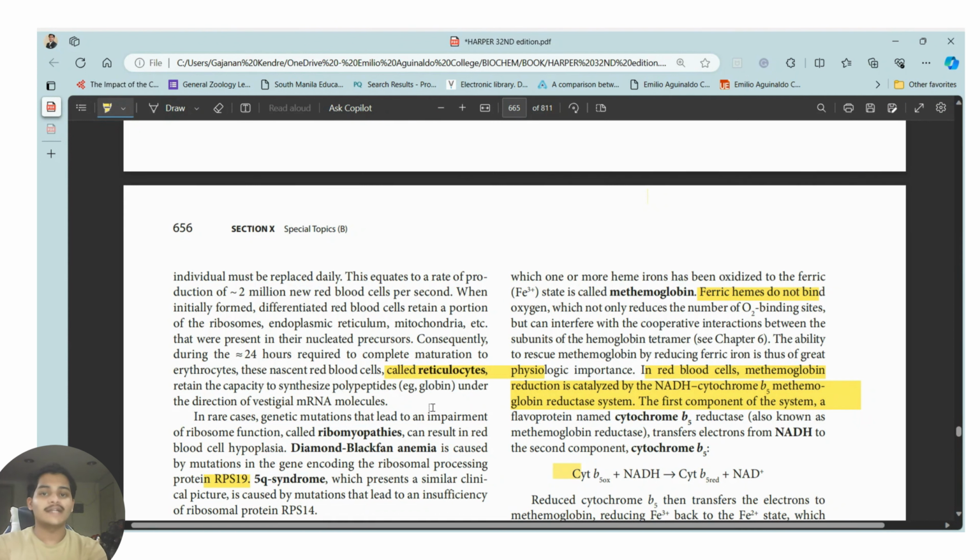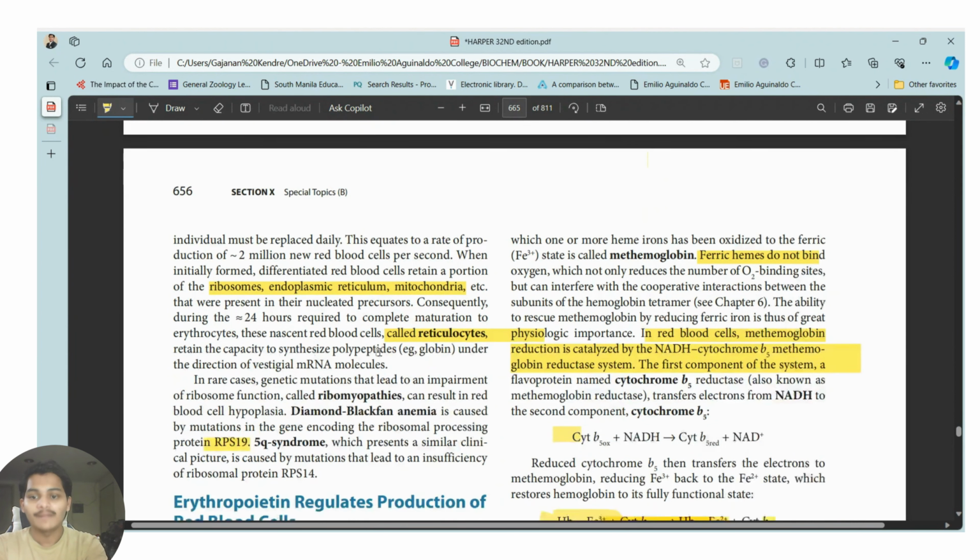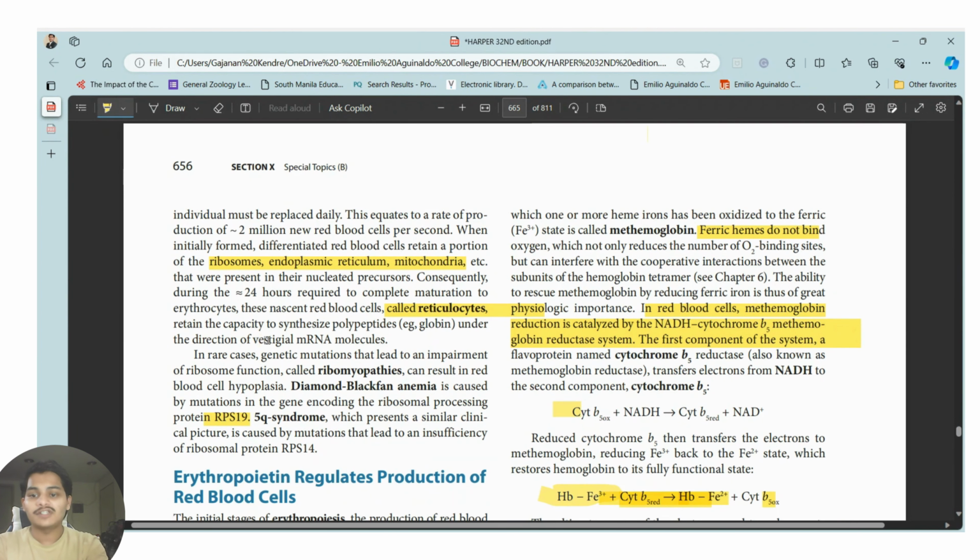These reticulocytes are not completely devoid of all the organelles. They have some amount of ribosomes, endoplasmic reticulum, mitochondria, and vestigial mRNA. And with the help of this vestigial mRNA, in the first 24 hours, the reticulocyte produces polypeptides, for example globin, under the direction of the mRNA molecule.